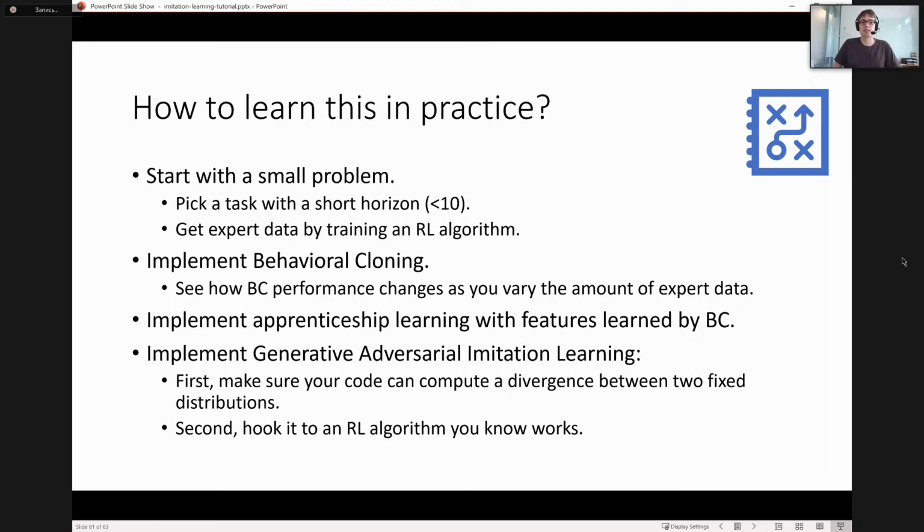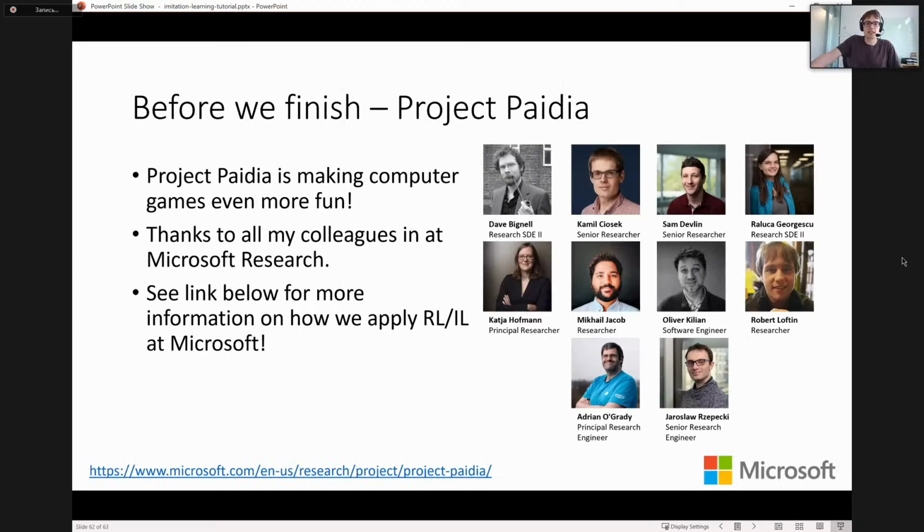Next step, implement apprenticeship learning with features learned by behavioral cloning. And if that is not enough for your problem, you can implement generative adversarial learning. That final step will take you a while. My recommendation for doing it in practice is, first, just make sure that you can compute the divergence between 2 probability distributions without minimizing it. And then second, only when you know that's working, hook it to an RL algorithm that you know works and try to combine.